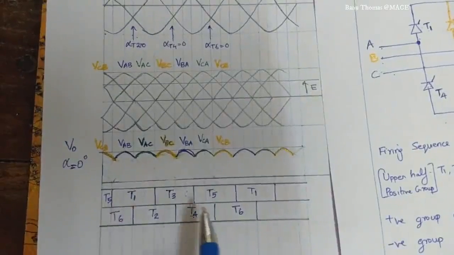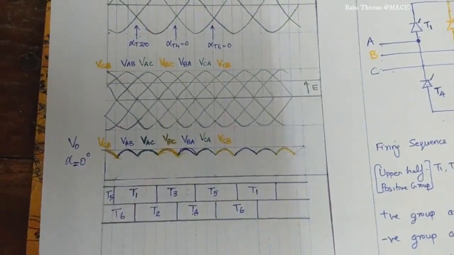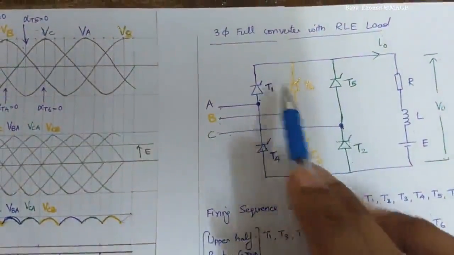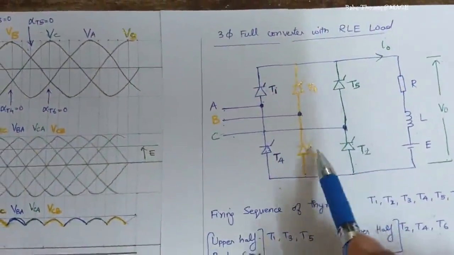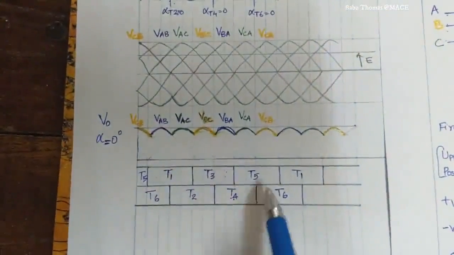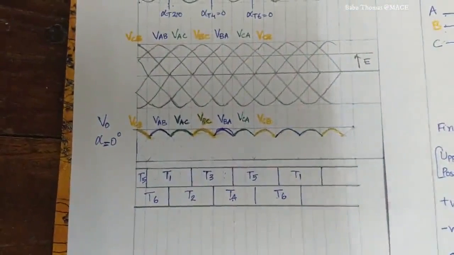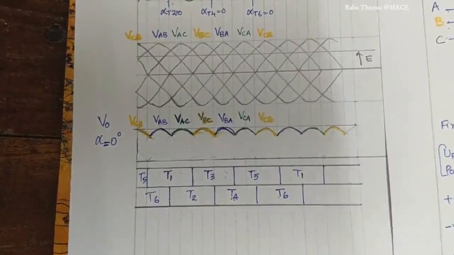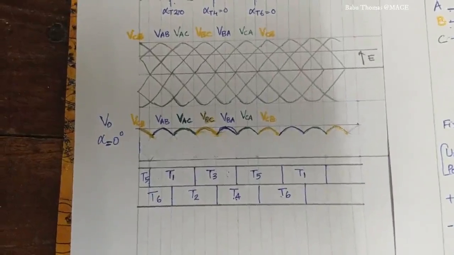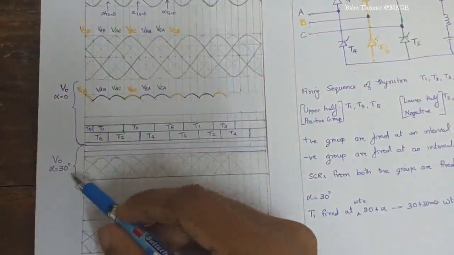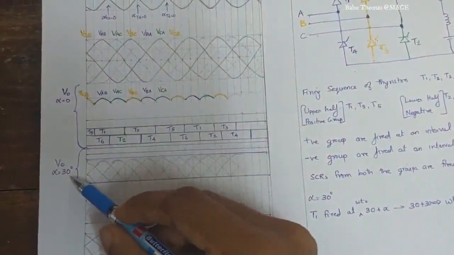So the sequence of firing of thyristors is as mentioned here. If we are naming the thyristors as T1, T2, T3, T4, T5 and T6, then you can see that it is from T1, T2, T3, T4, T5, T6, and again the sequence is repeating. So now we will see how it is going to happen for alpha equal to 30 degrees. Now we are going to plot the output voltage for firing angle alpha equal to 30 degrees.